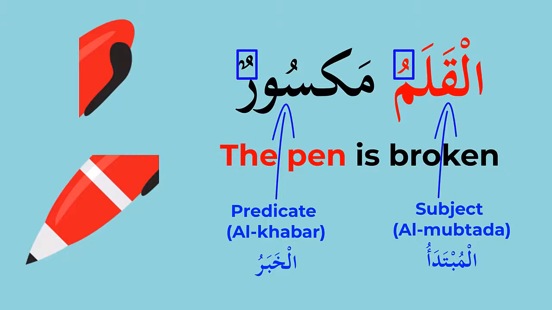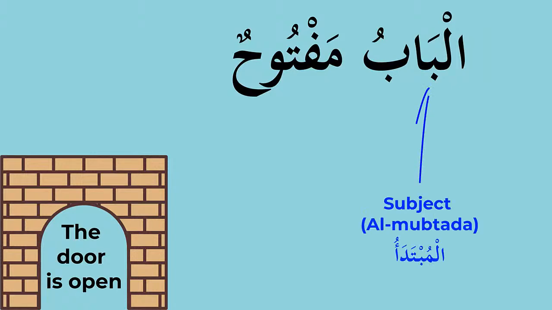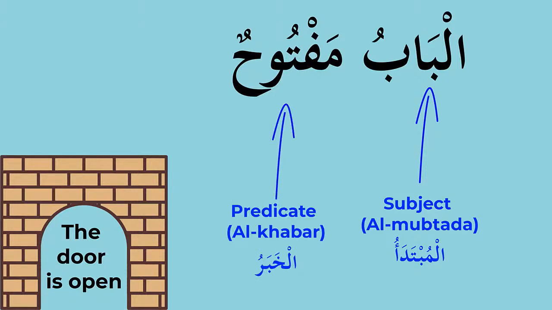Next sentence, brother. Al-babu maftuhun. What is the translation of al-babu? The door. Definite. And what is the news? Is open. Now in Arabic: al-babu is the mubtada, maftuhun is the khabar, the news. Is it clear?